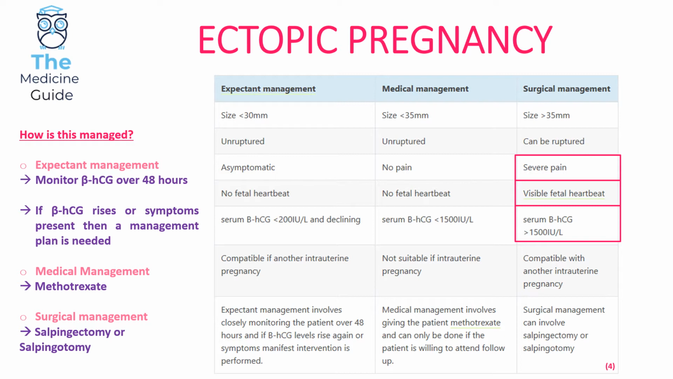Furthermore, if the ectopic pregnancy has ruptured, then surgical management is your definitive form of managing the patient. Giving methotrexate will not help at all, because remember, when the ectopic pregnancy has ruptured, it's leading to peritonitis. So at that point, we definitely need surgery. Okay?